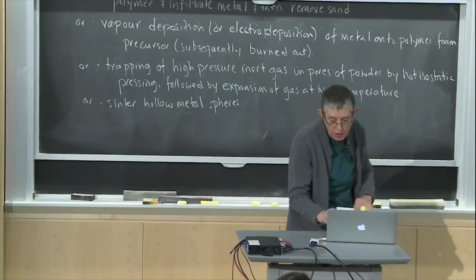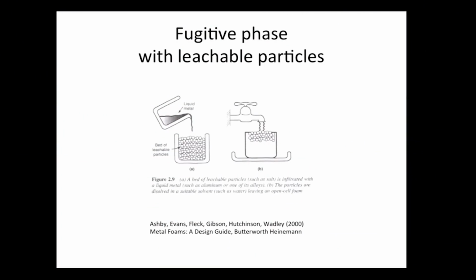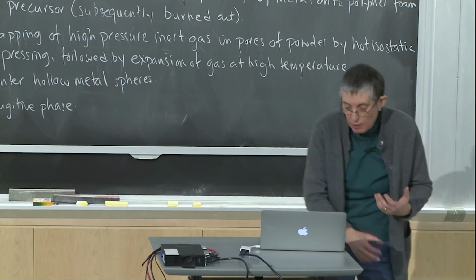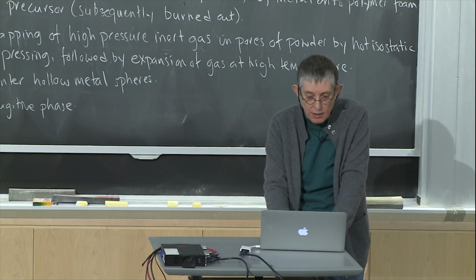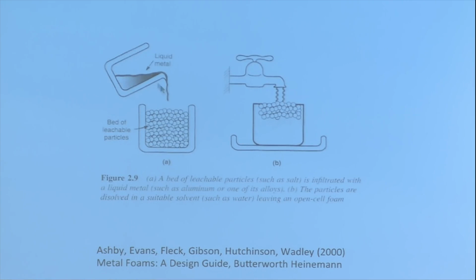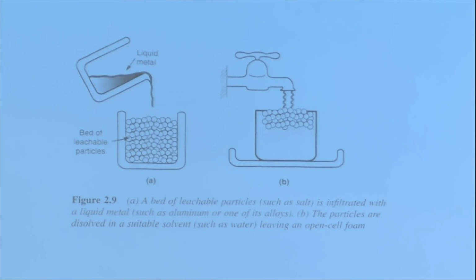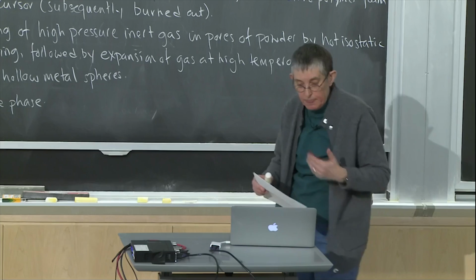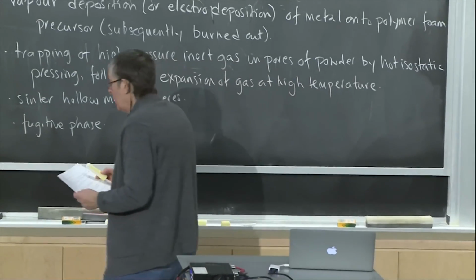And then the last method I've got for the metal foams is that you can use a fugitive phase. With the fugitive phase, you would take some material that you could get rid of at the end of the process, say something like salt that you could leach out. So here we have our bed filled with salt, and then you would infiltrate that with a liquid metal, typically under pressure, and then after the metal's cooled, you leach out the salt, you get rid of that. So you can pressure infiltrate a leachable bed of particles and then leach the particles out.